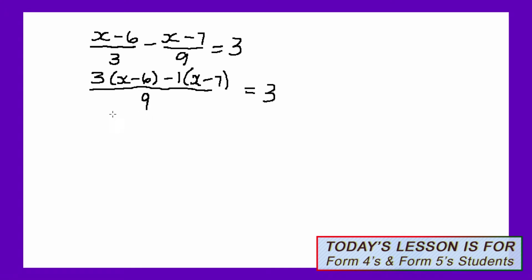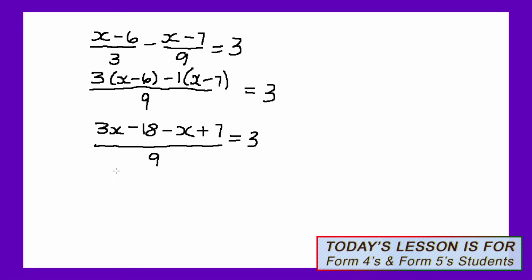So now we're going to use the distributive law to expand. So 3 times x is 3x. 3 times negative 6 is negative 18. Negative 1 by x is negative 1x. Negative 1 by negative 7 is positive 7. And all of that is divided by 9. And this is equal to 3.